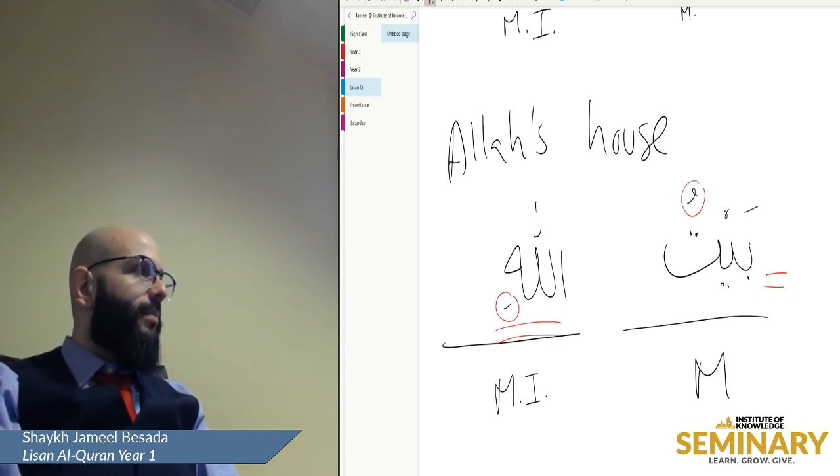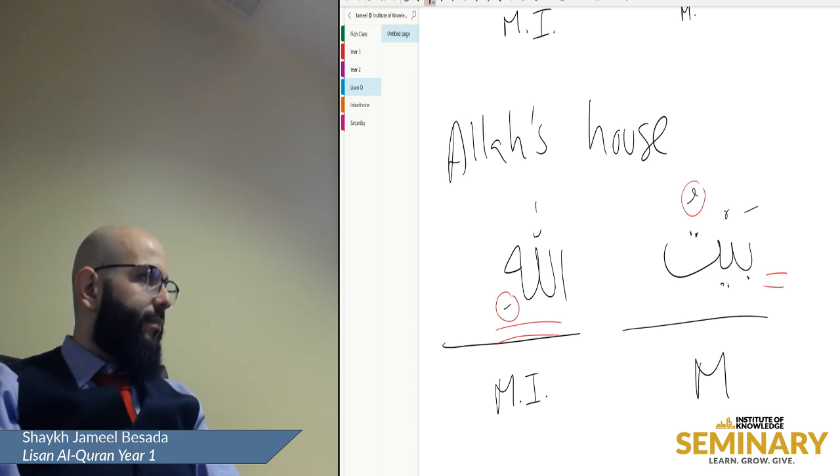Think about when you read Quran. Bismillahir Rahmanir Rahim. Did I say a vowel on the end? No, I didn't. But if I were to keep going, Bismillahir Rahmanir Rahim.